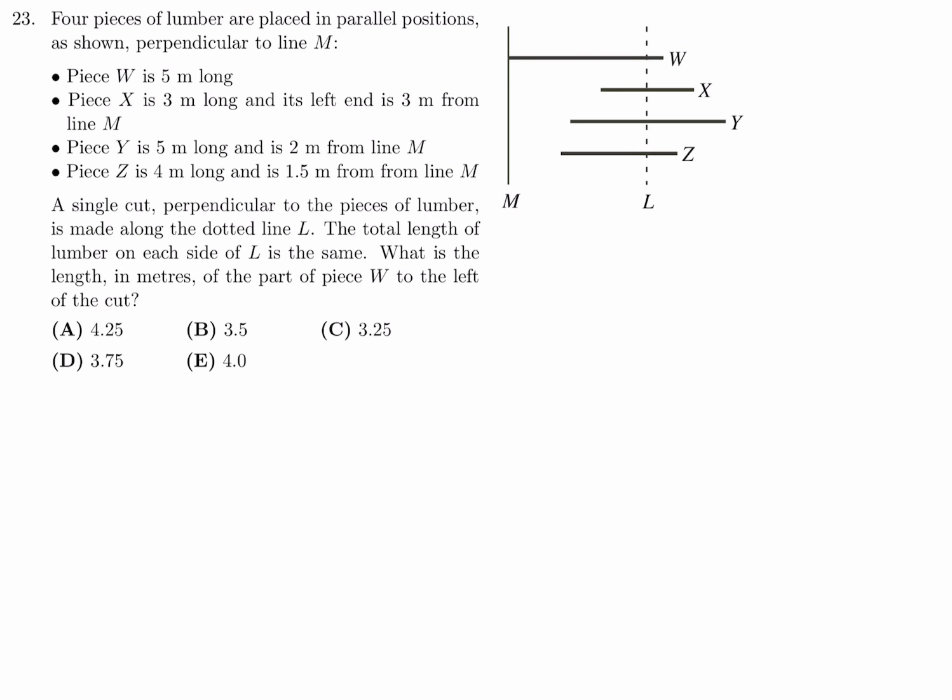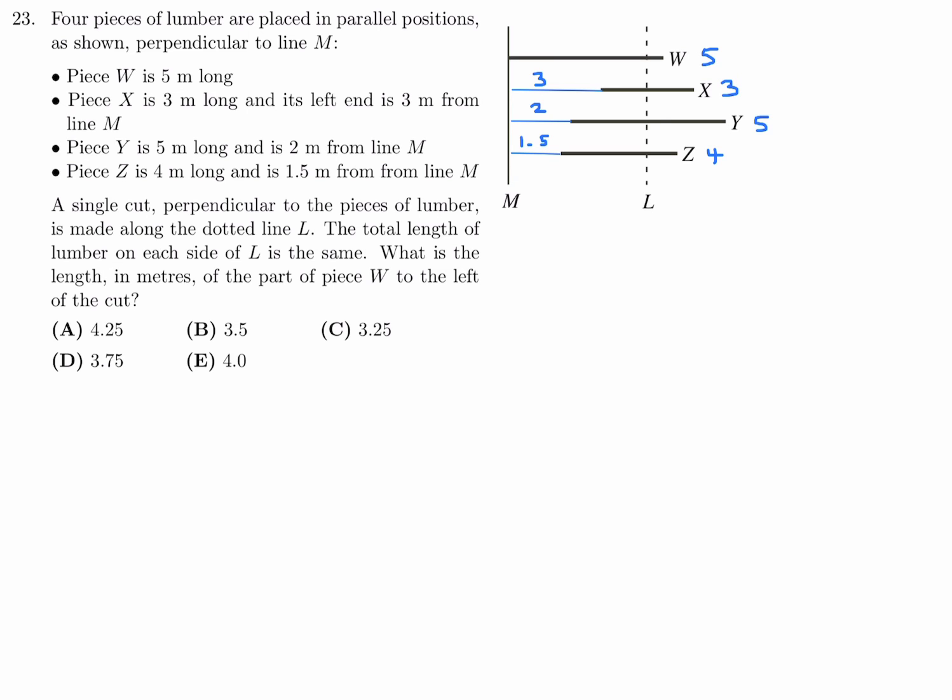4 pieces of lumber are placed in parallel positions as shown, perpendicular to line M. Piece W is 5 meters long. Piece X is 3 meters long, and its left end is 3 meters from line M. Piece Y is 5 meters long, and it is 2 meters from line M. And piece Z is 4 meters long, and it is 1.5 meters from line M.